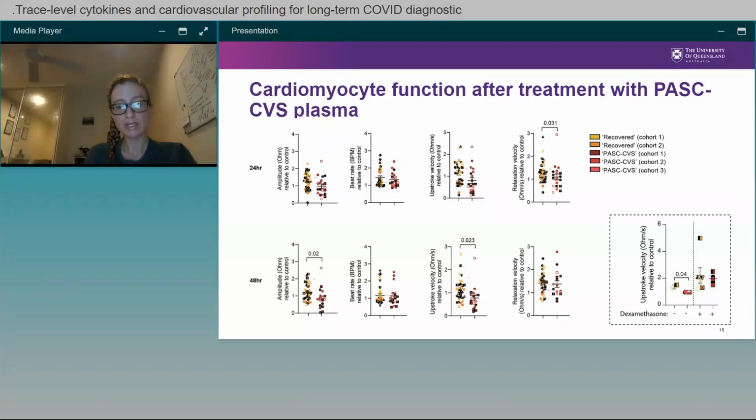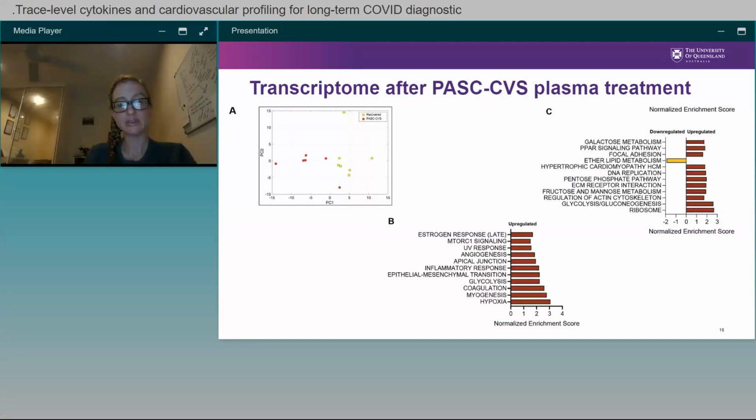plasma both affect cardiomyocyte function using this cardioexcite system. But we wanted to be even more sure that we were actually getting changes in cardiomyocyte function. So what we did is after we incubated these cardiomyocytes with the plasma of these individuals, we actually performed RNA-seq and looked at the transcriptomic response. In figure A here, you can see the PCA plot, and you can see that in red, we have the long COVID individuals, and in yellow, we have the recovered individuals. And really nicely, these 2 groups are grouping together, suggesting that they have gene expression patterns in common.